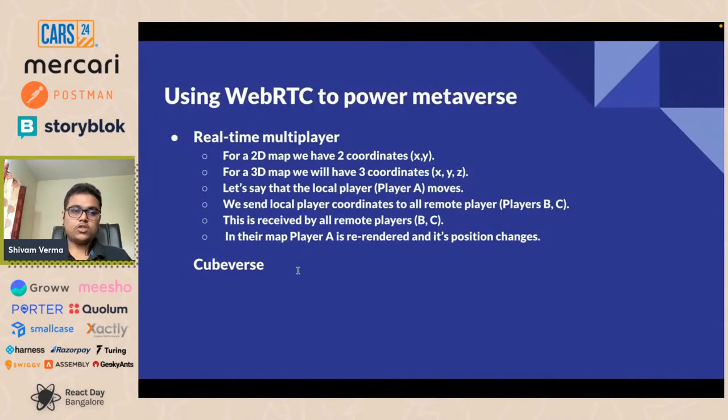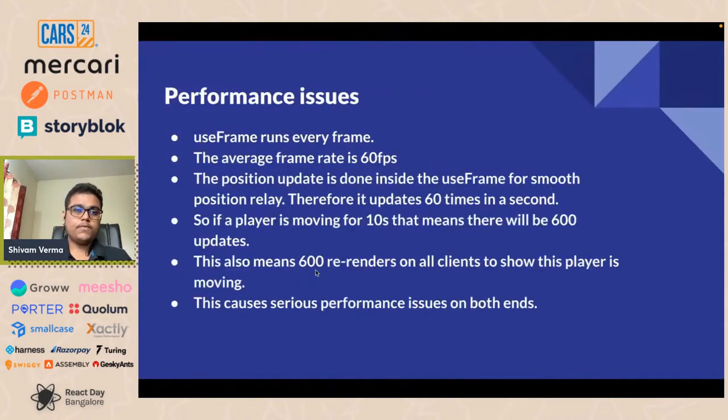What are the performance issues which come with useFrame? useFrame runs every frame, so the average frame rate is 60 FPS. The position update is done inside useFrame for smooth position replay. Why did we do it inside useFrame?